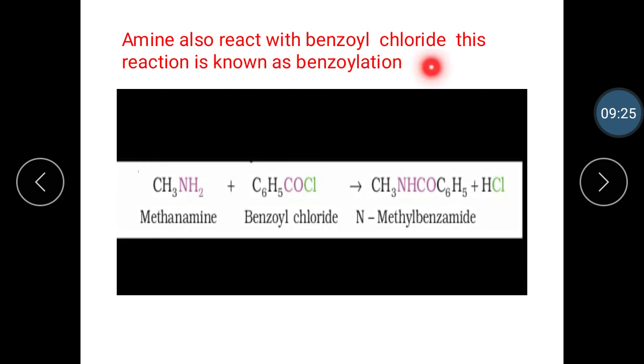Amines also react with benzoyl chloride. This reaction is known as benzoylation. Let's see the reaction when methanamine reacts with benzoyl chloride. On this nitrogen there is a lone pair of electrons, so it donates the lone pair to this carbon. At that time a bond forms between this nitrogen and this carbon. Then one hydrogen from this NH2 and this Cl are removed as HCl, and N-methyl benzamide is formed.